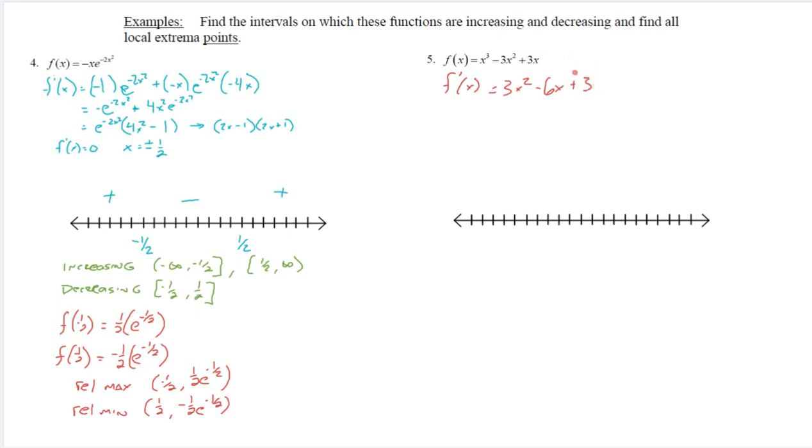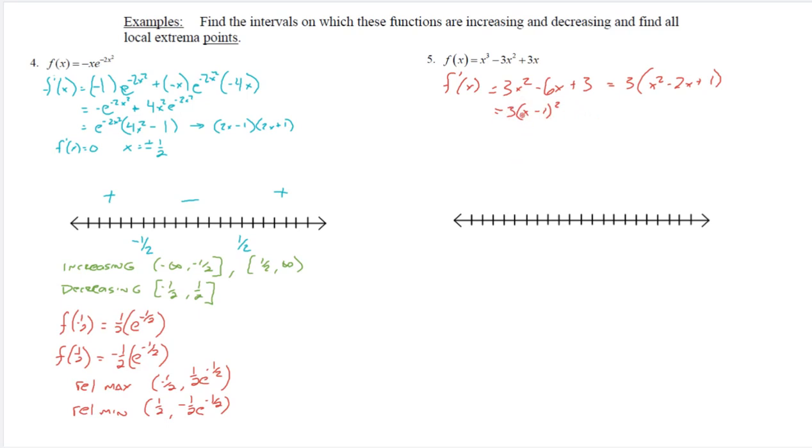Now, I'm going to factor out a 3 on this. It'll make it a little bit easier to see. This is going to be equal to 3 times x squared minus 2x plus 1. Hopefully you can see that this is actually easily factorable. And so this would end up being 3 times x minus 1 times x minus 1. I'm going to call it x minus 1 squared.